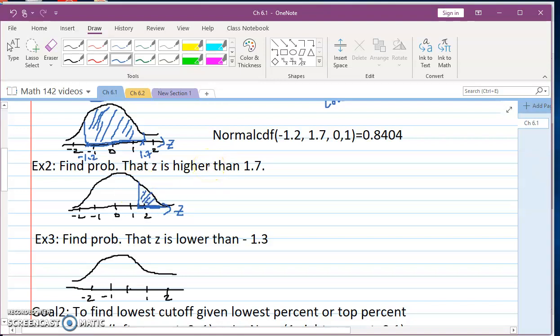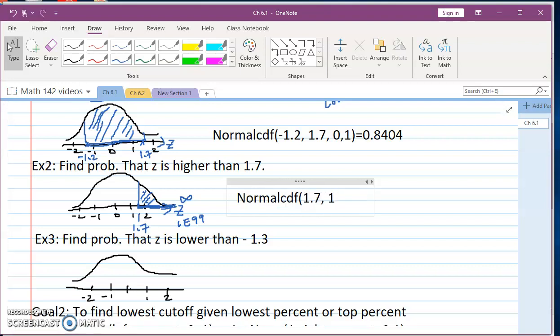So the command, we have our lower. What is our lower? Our lower is 1.7 because it's the lowest in this range. Our upper, you can see that it is infinity, which is 1e99. So we would type in the command so you can remember what it is: normal CDF, open, 1.7 is lower, upper is 1e99, 0, 1.